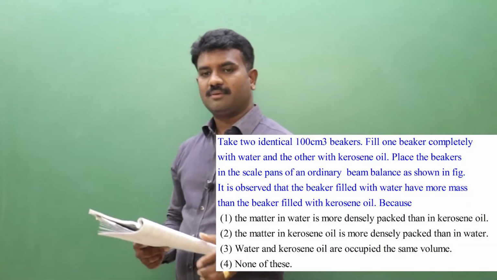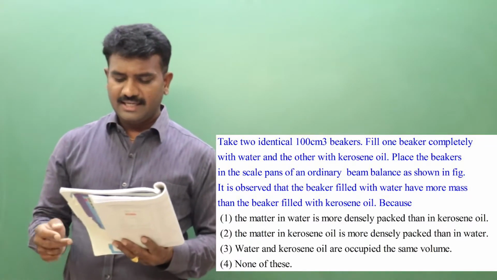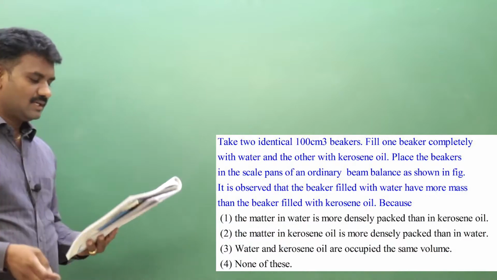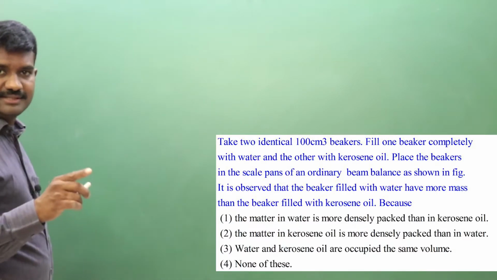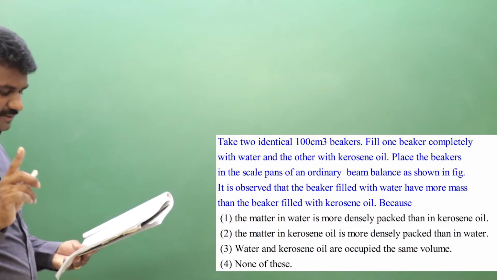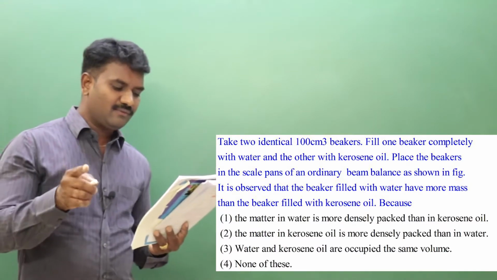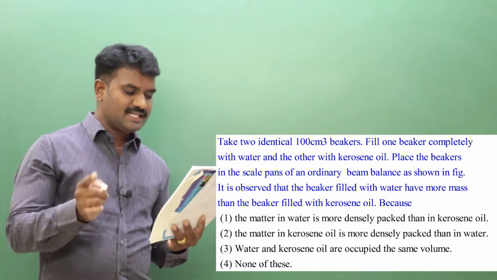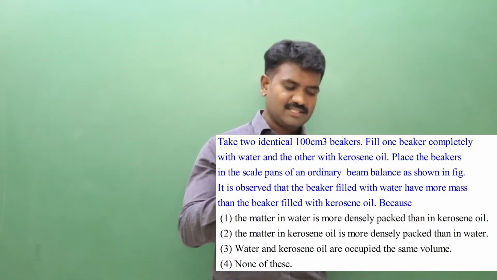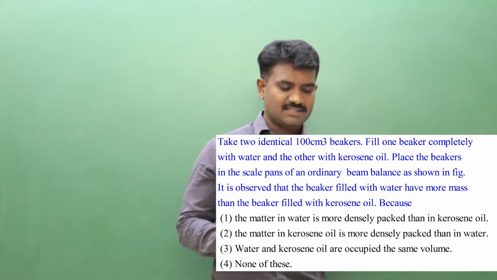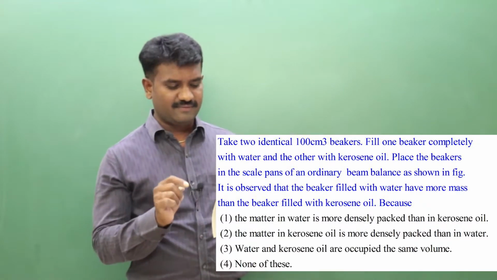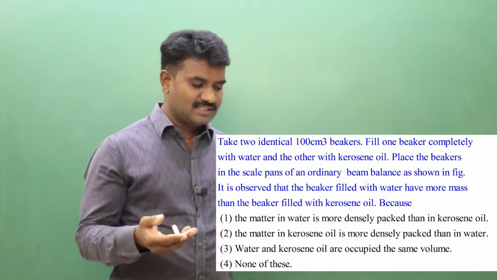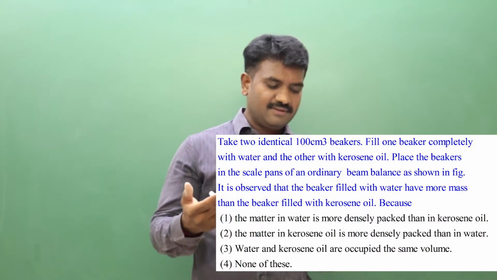Look into the next problem. Take two identical 100 centimeter cube beakers. He is asking us to take two beakers each of 100 centimeter cube volume. Fill one beaker completely with water and the other with kerosene. Place the beakers in the scale pans of an ordinary beam balance as shown in the figure. It is observed that the beaker filled with water has more mass than the beaker filled with kerosene oil. Because?